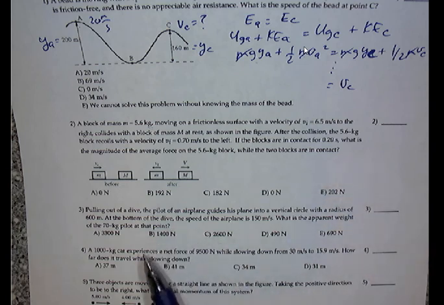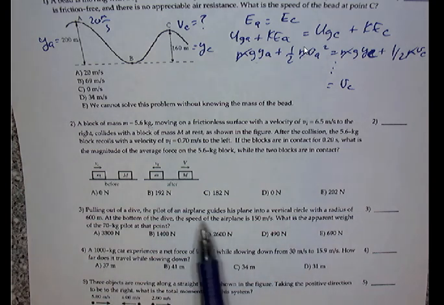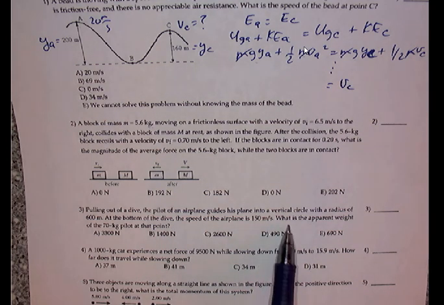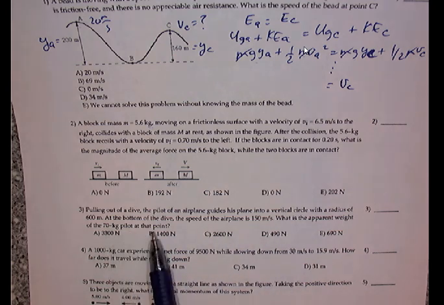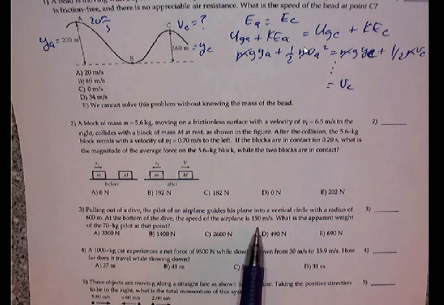Okay, so number 3, pulling out of a dive. A pilot of an airplane guides his plane into a vertical circle with a radius of 600 meters, so something like this, and we'll draw it out. At the bottom of the dive, the speed is 150 meters per second. What is the apparent weight of the 70 kilogram pilot at this point? When you're reading this for the first time, you have to ask yourself, what type of problem is this? It's a circular motion problem. So all the circular motion information that we have on our formula sheets should go into this. So let's take a look at it.